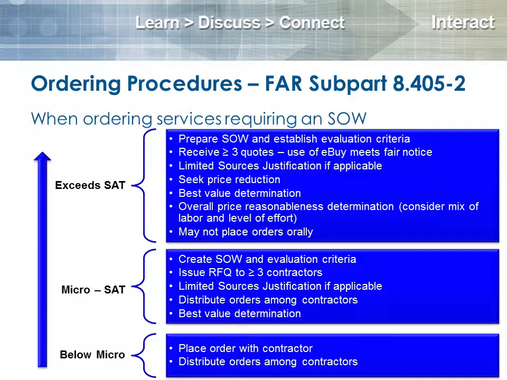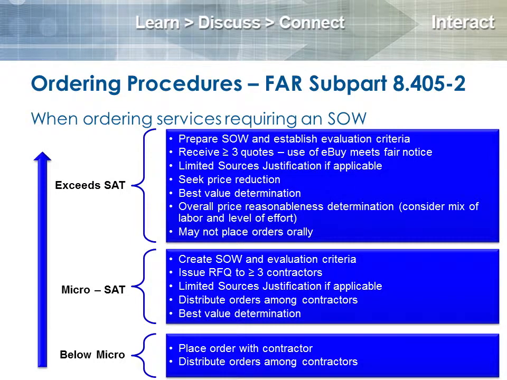Now, under 405-2, we're talking about services with a statement of work. Same set of rules apply below micro. Pick a vendor, do your market research, and then place an order. If you're above micro but under simplified acquisition, you do create a statement of work, and that statement of work needs to have evaluation criteria. And so you're going to issue the RFQ to at least 3, hopefully more. LSJ, if it's applicable, you're going to distribute it amongst the vendors and make a best value determination.